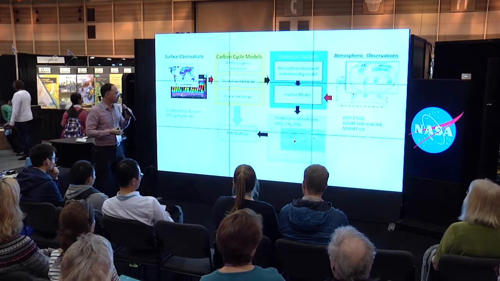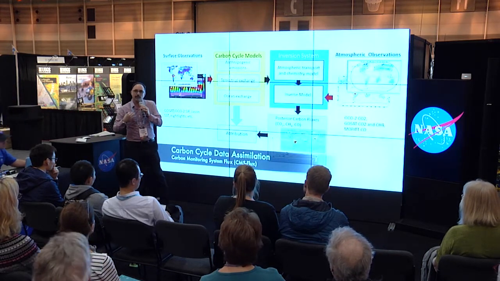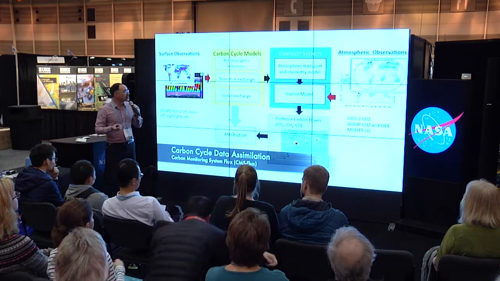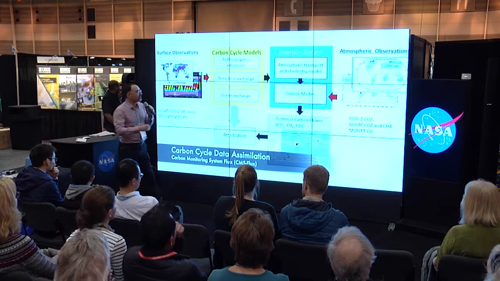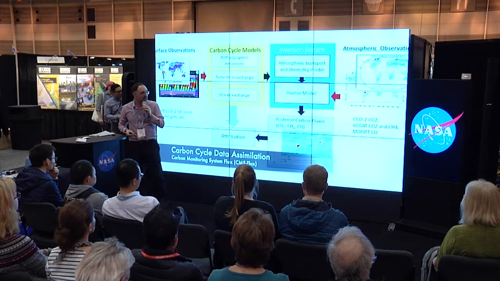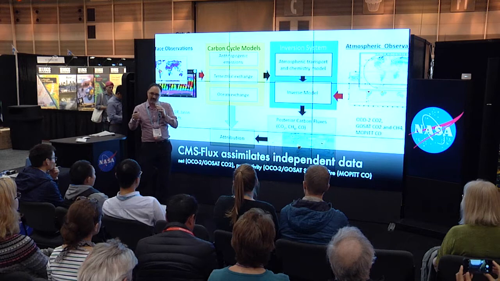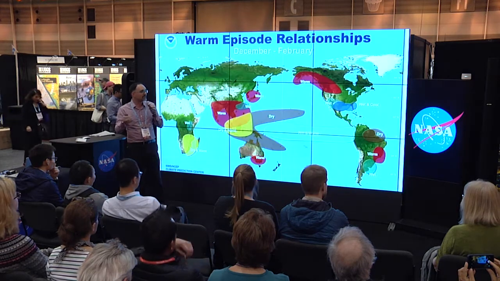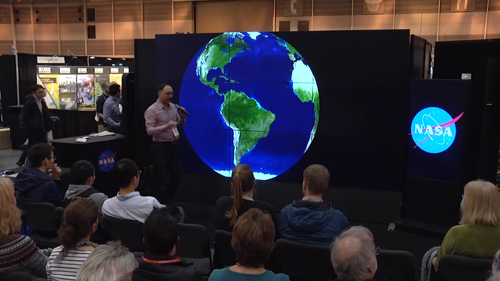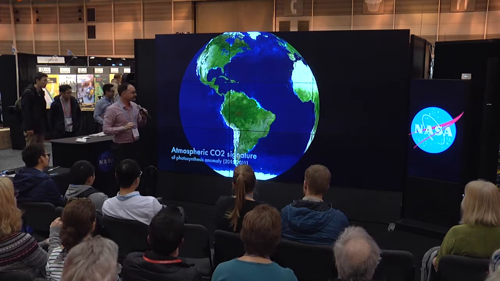We use something called the Carbon Monitoring System Flux project, where we take surface observations and put them into models that represent the terrestrial biosphere, the ocean, and human activity. Those then go into an atmospheric transport model, in this case GEOS-Chem. And we use that to confront our predictions of atmospheric CO2 and CO against observations. So we use all this together, put it in this mix, and we estimate fluxes.